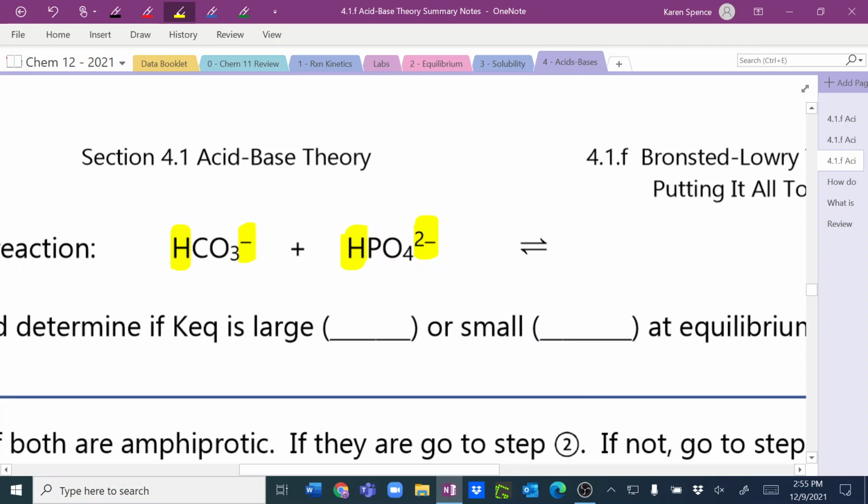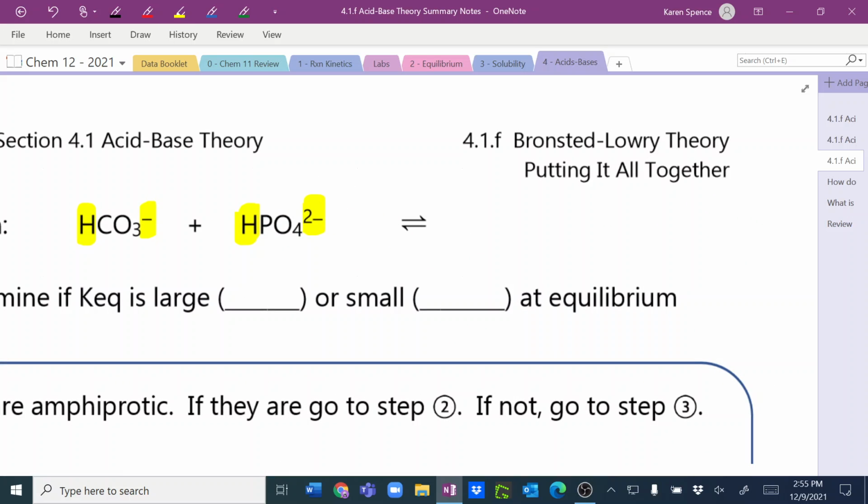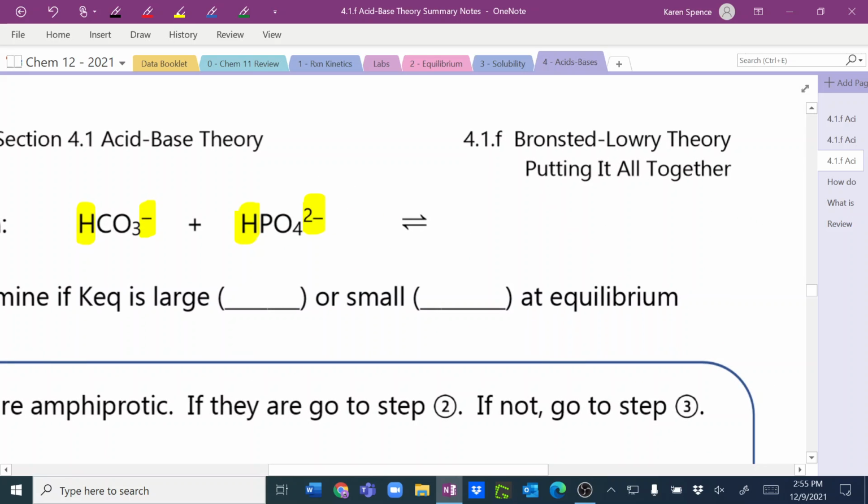amphiprotic, yes? Now, when I did this with my morning block, they had a little more time because morning block is 15, 20 minutes longer than this block because of the, I don't know. For some reason, it's just longer. I don't really understand it, but anyway.